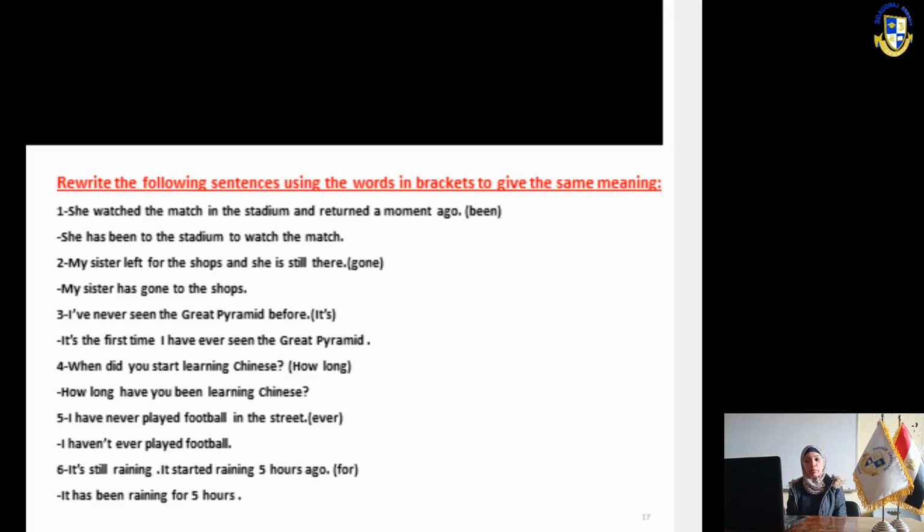Why? Because she left for the shops and then she's still at the same place. Number 3, I have never seen the Great Pyramid before. And between two brackets now, we have it's. So I can say it's the first time I have ever seen the Great Pyramid. Number 4, when did you start learning Chinese? Between two brackets now, how long, use present perfect.